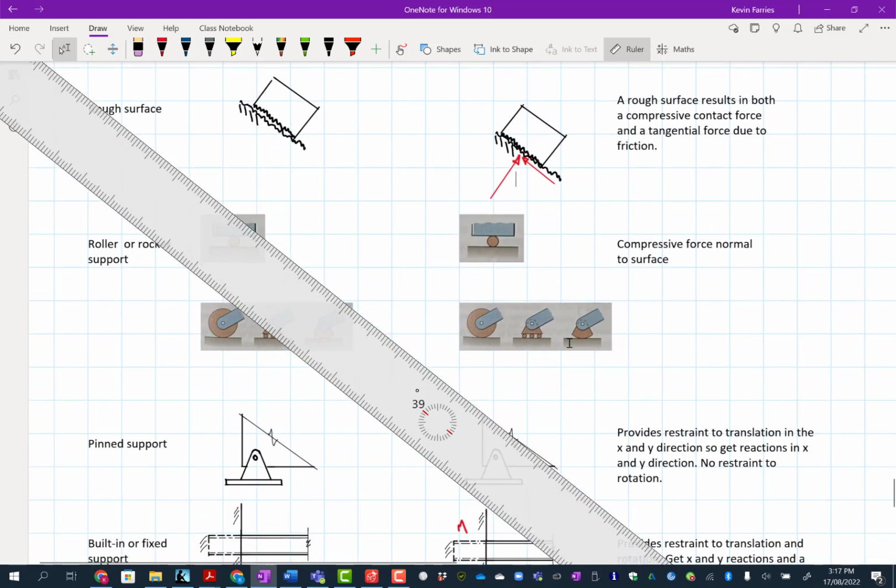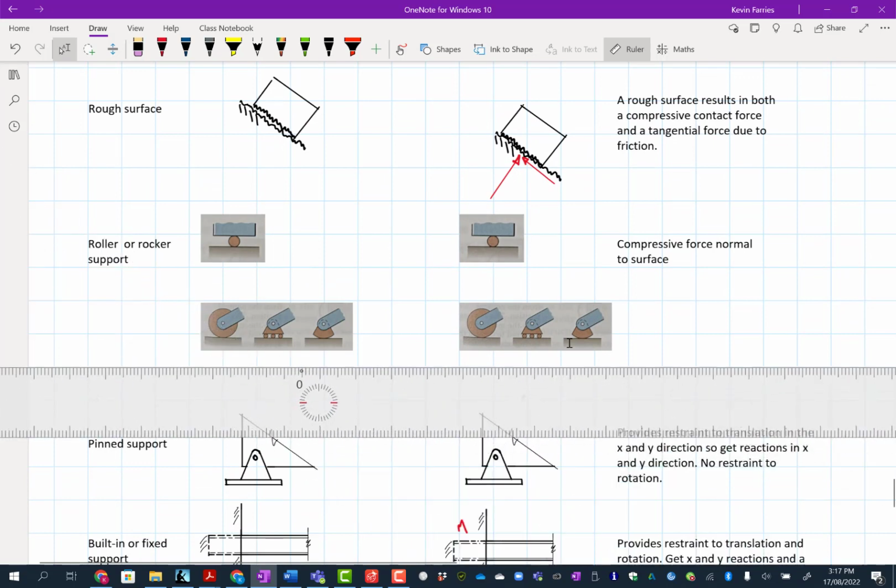Okay, let's push on to the next one. So we've got a roller support, and they're actually all very similar. So the roller, this is also a roller. This is also a roller. This is a rocker, they call this, a rocker. And so let's have a look at that one.